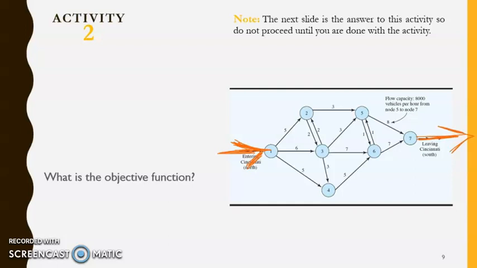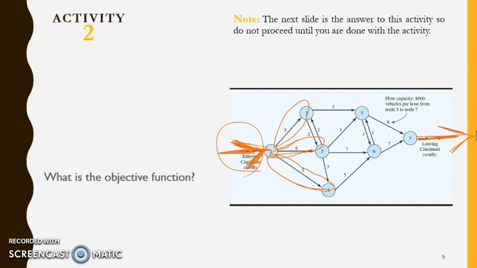If you remember, we said that there is no waste at any of these intersections, at any of these connecting nodes. So when the flow goes inside, it gets out, and we want to maximize this. You agree with me? So what does this equal to? This one equals the summation of these three flows.